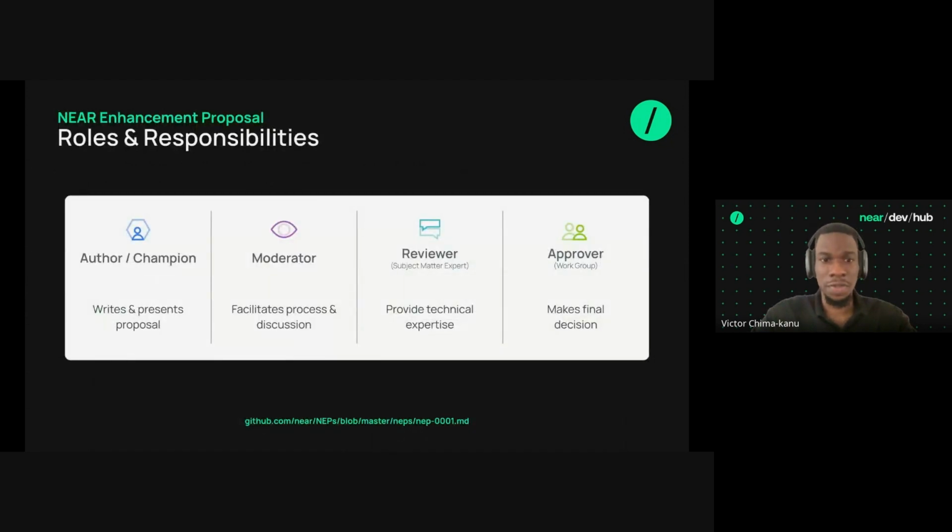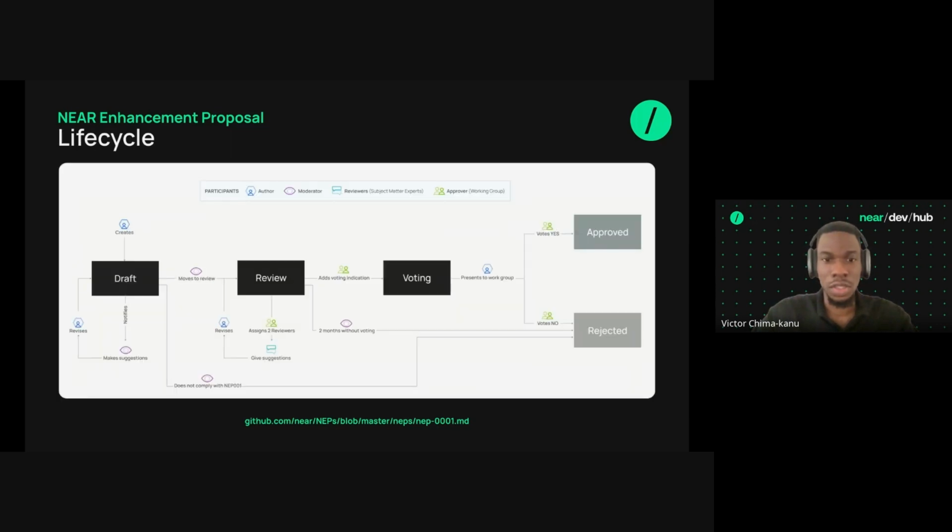The four key roles in the NEP process: there's the author, who's the person that writes the proposal and presents it to the work group, the moderator, who facilitates this process, the reviewer, and an approver. Very quickly, to visualize this process, there's three phases: the draft, review, and the voting phase, and two possible outcomes: approved or rejected.